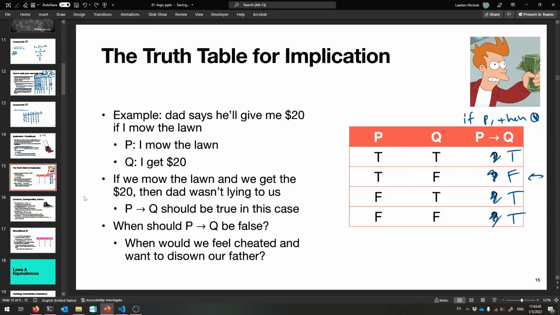And you think of the false cases as when you would feel cheated. Like, what is the case where I did the work, but I didn't get my reward? Okay? That is the one time we felt cheated. Okay, so that is implication. Let's talk about all the things that we can do with implication, because it's a very powerful concept to have an if statement in math.